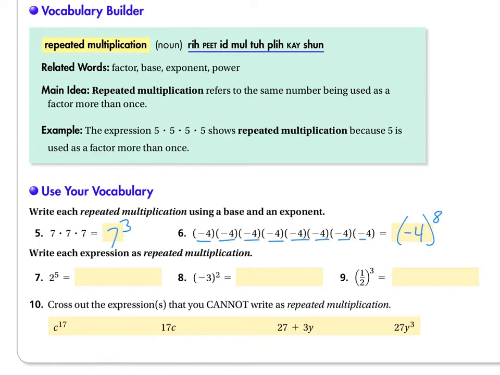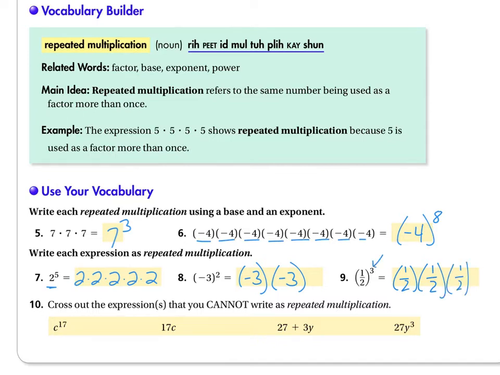Now let's do the opposite and write each expression as repeated multiplication. So here we have 2, but we have 2 5 times. So 2 times 2 times 2 times 2 times 2. Problem number 8, notice the -3 is being repeated. And it's being repeated 2 times because your exponent's 2, so it refers to 2 times. Here we have 1/2, and it's being repeated 3 times because that's what our exponent says. Our exponent of 3 says do it 3 times.